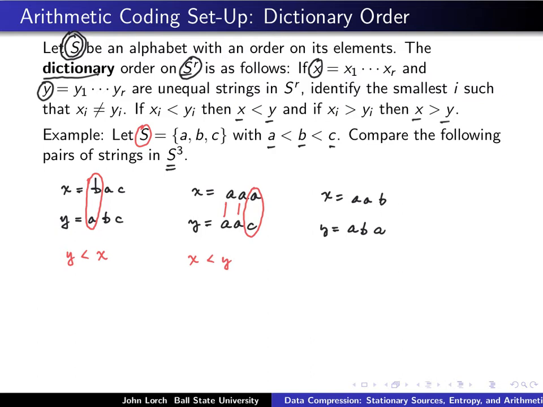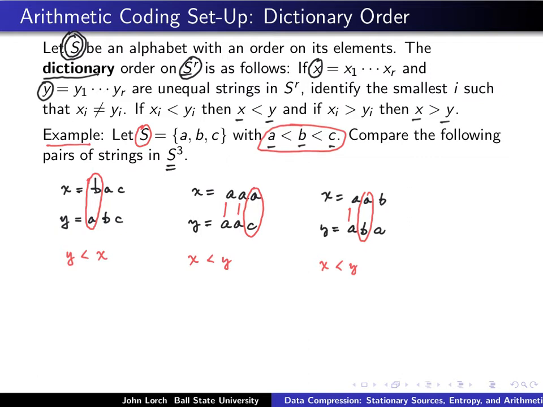So here again, we start from the left, we look for the first place where they differ. They're the same here, but they differ here. And because A is less than B, we conclude that string X is less than string Y in the dictionary order. Now notice up here in the example statement, we listed this total order on S.